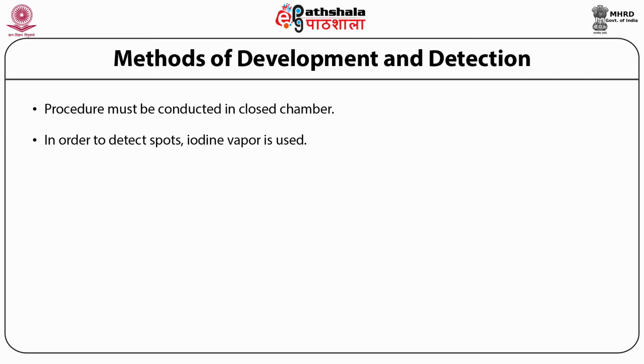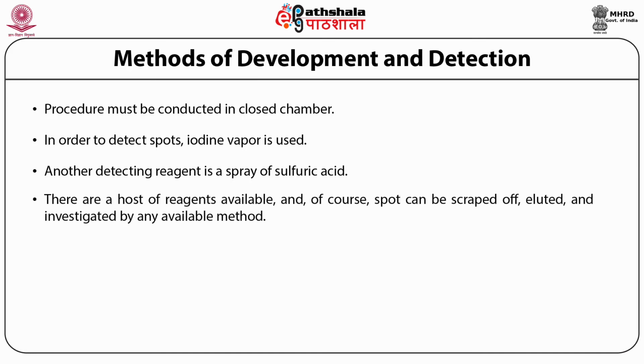In order to detect the spots, iodine vapor is used extensively as a universal reagent for organic compounds. The iodine spot disappears rapidly but can be made more permanent by spraying with a 0.5% benzidine solution in absolute ethanol. Another common detecting reagent is a spray of sulfuric acid, which, upon warming, chars the sample components, leaving black spots. There are a host of more specific reagents available, and of course, the spot can be scraped off, eluted, and investigated by any available method.